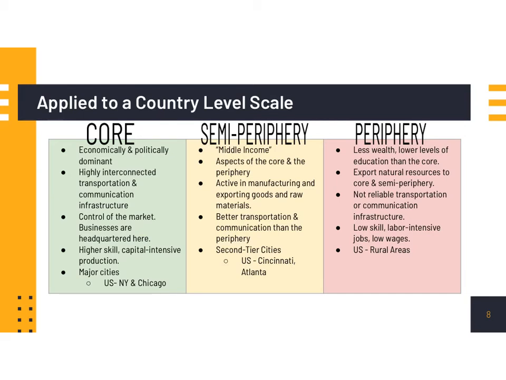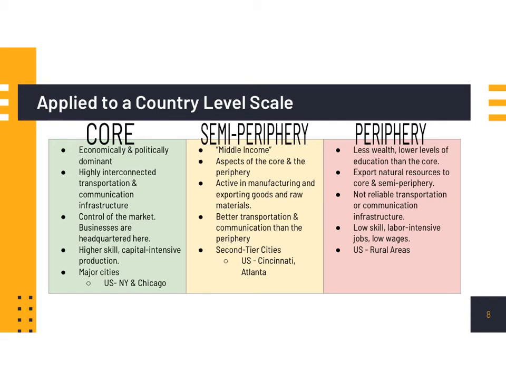So you have core cities in the United States: New York City, Chicago, Los Angeles. Those are core cities. They are economically and politically dominant. They're very highly interconnected. It's very easy to get a plane flight from Los Angeles to New York City. They do control a lot of the businesses. A lot of businesses are headquartered in these major cities, and they have very high skill. They're capital intensive. If you want to get a really high paying job in a really top notch industry, you're going to end up in one of these major cities.